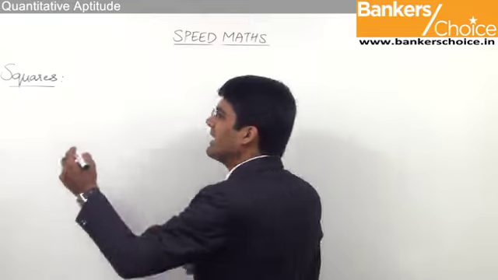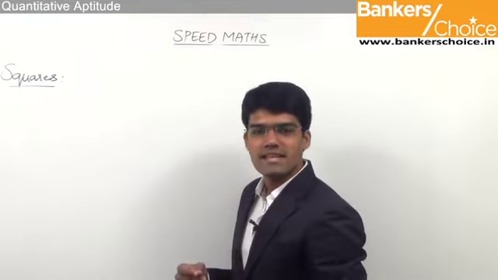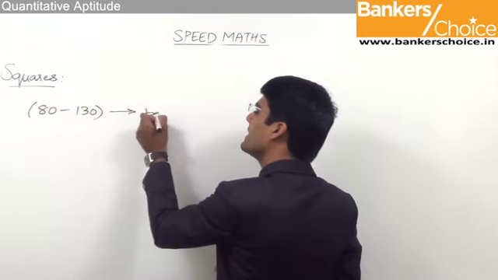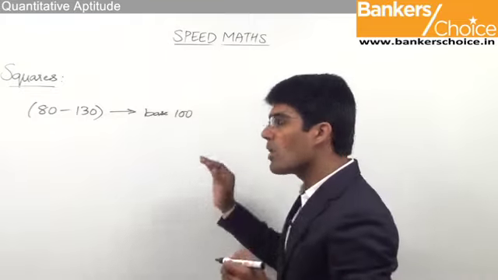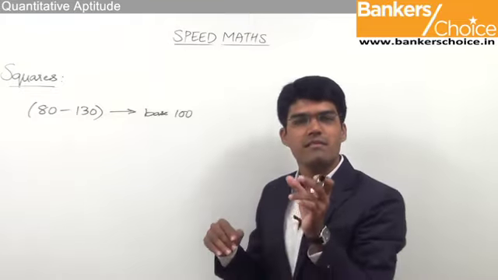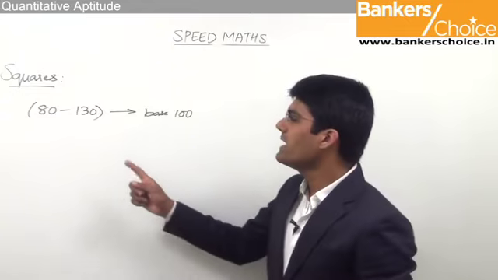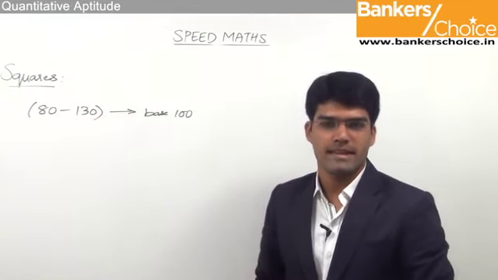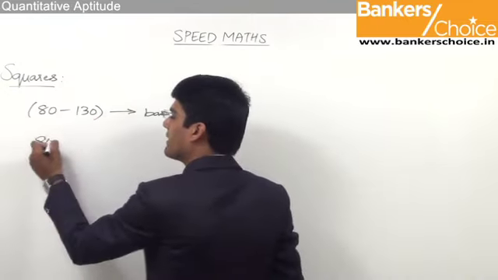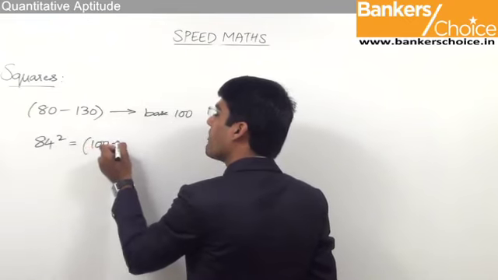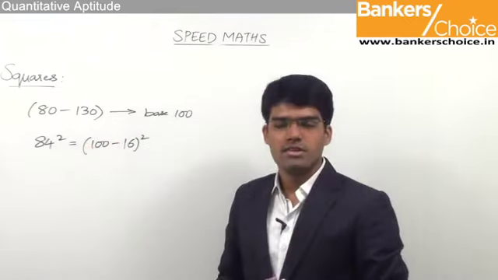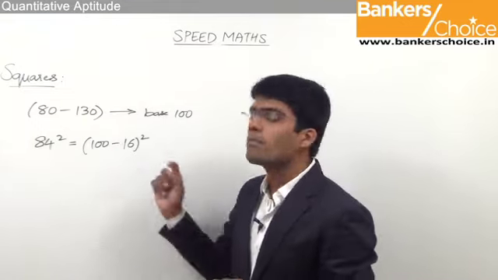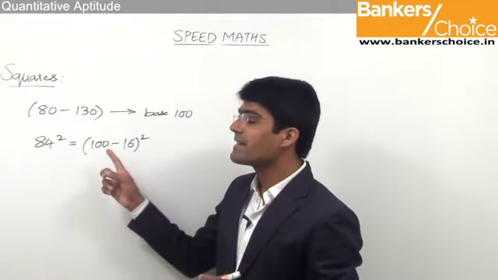Now the point to be understood here is, like from 30 to 80 we have taken the base as 50, for squares from 80 to 130 you can take the base as 100. So let's see what happens when we take the base as 100. That means when we fix the first term as 100. So for any number from 80 to 130, it should be taken as 100 plus x or 100 minus x. For example, 84 squared can be taken as 100 minus 16 whole square. Generally we feel that 84 should be taken as 80 plus 4, but that is really very difficult when compared to this method. So always take it as 100 minus 16.